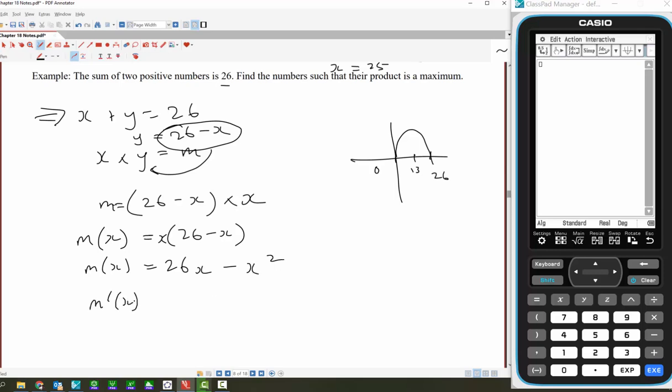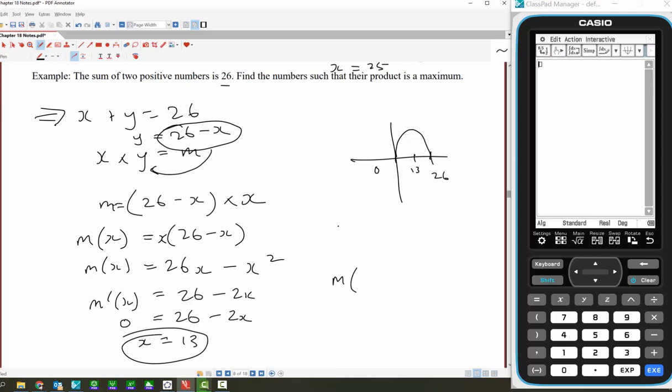M dash x, the gradient function, is 26 take away 2x. Can you please find where the stationary points are, i.e. can you find 0 gradient points? And it goes, yep, for sure. There's one at x equals 13. All right, so I know that there's one at 13, and then all we do is find the numbers such that their product is a maximum.